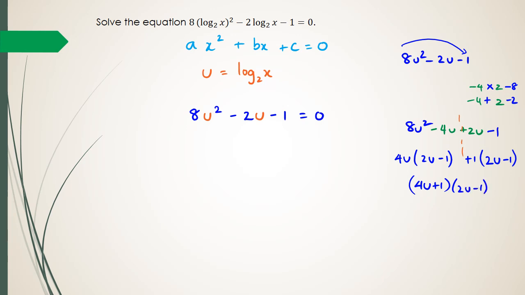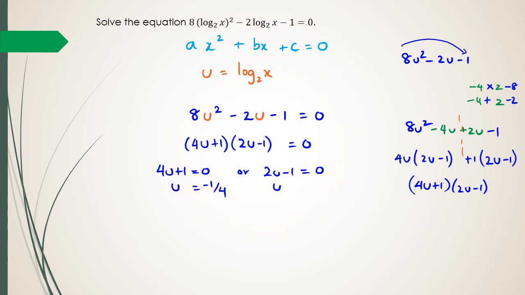So I go back to my quadratic, and I can write that as 4u plus 1 multiplied by 2u minus 1 is equal to 0. So then I've got 4u plus 1 equals 0, or 2u minus 1 equals 0. In the first case, u is equal to negative a quarter. In the second case, u is equal to a half.